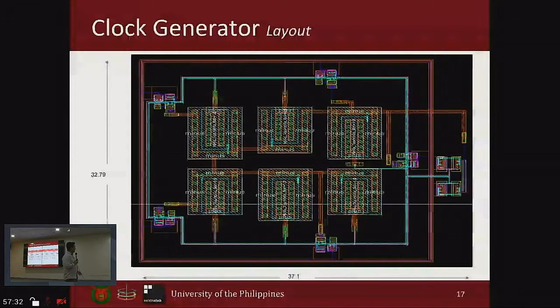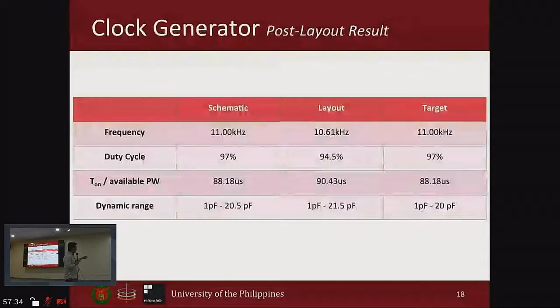So from the schematic, the target frequency was 11 kilohertz with a duty cycle of close to 97%, and a dynamic range of 1 picofarad to 20.5 picofarad. What was achieved after the layout was a frequency of 10.61 kilohertz, a duty cycle of 94.5%, and a T-on, the available pulse width, of around 19.43 microseconds. But it still allowed us to have a dynamic range of 1 picofarad to 21.5 picofarad.